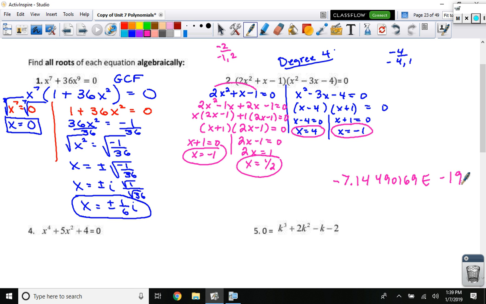Okay. So on this one, this is really scientific notation. So this really means negative 7.144906 times 10 to the negative 19th power. That's what that means. And remember scientific notation, that would be you moving backwards. So it's negative 19. So it's really like 0.0000000000714, blah, blah, blah. You see what I'm saying?